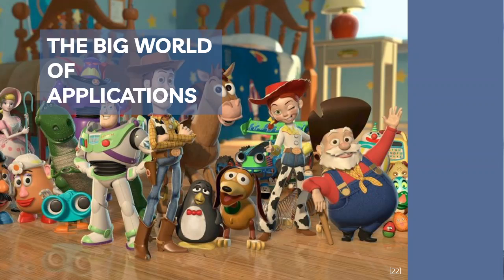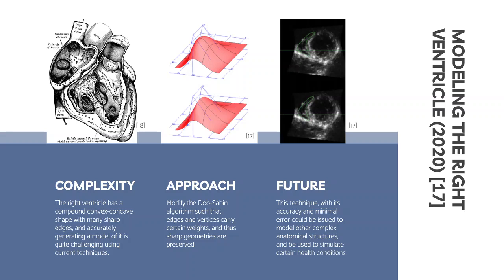So now we get to the fun part, which is how all of this geometry can be used in the real world for some really cool purposes. The first application we'll cover is interesting because it's not what I immediately thought of when I thought about subdivision surfaces. This paper comes from some researchers in Norway who wanted to tackle the problem of creating an accurate 3D model of the right ventricle of a human heart.